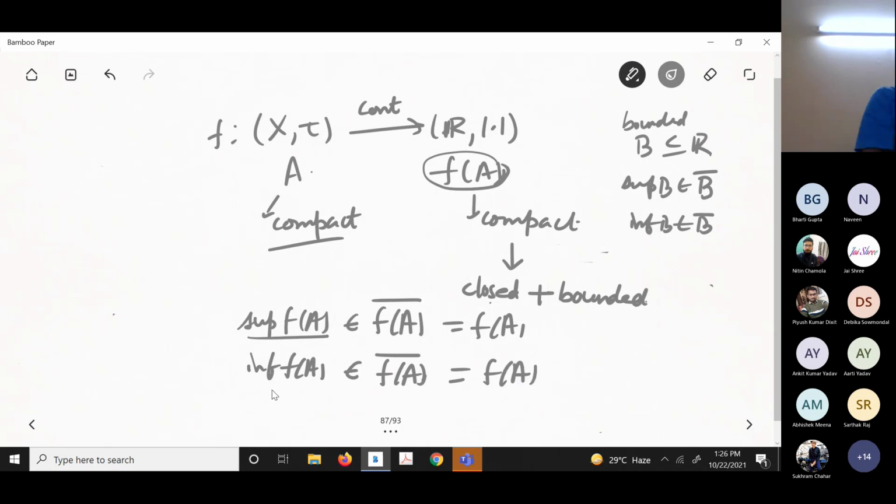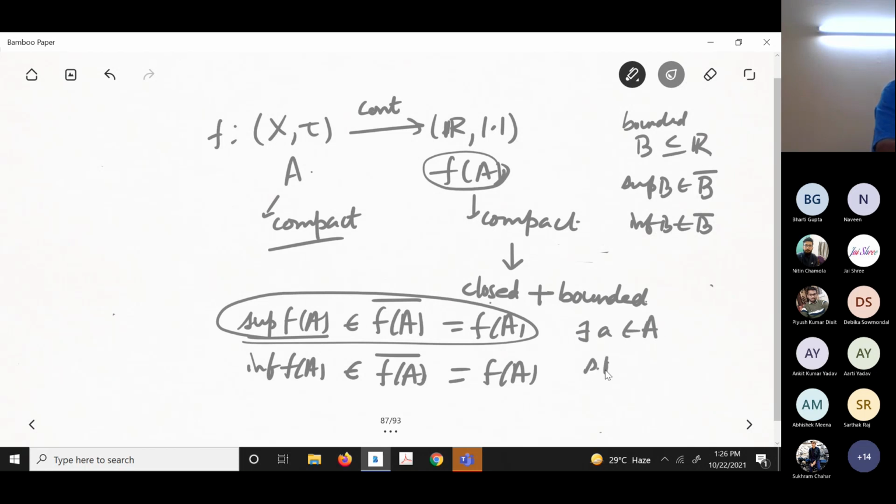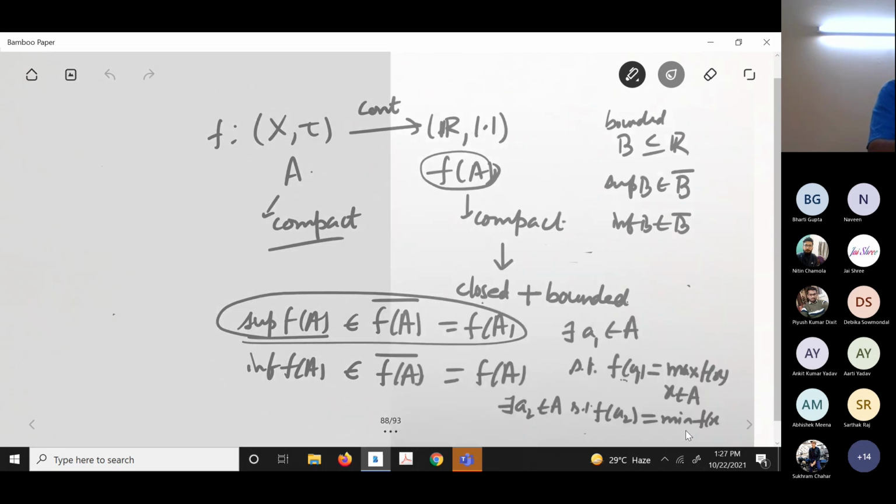What does it mean? When the supremum belongs to the set, we call it max. That means max of FA exists, and similarly the minimum of FA exists. It means there exists a belongs to A such that Fa equals max of Fx, x belongs to A. That means supremum is obtained as a value; supremum of FA is obtained as a value, that is max. Similarly, there exists a2 belongs to A such that Fa2 is the minimum of Fx, x belongs to A.